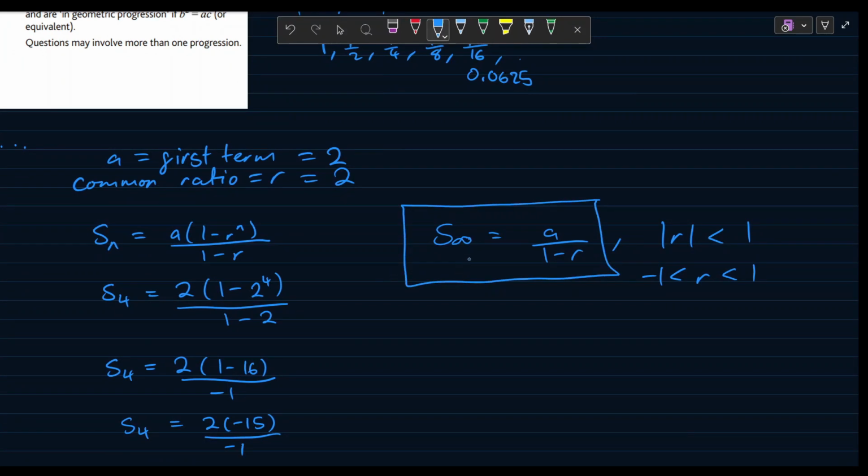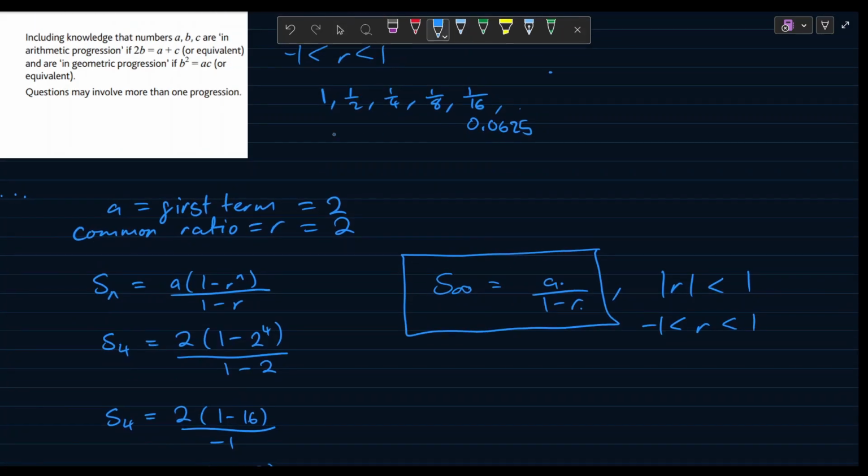It's very straightforward to use this formula. You just need to know what your first term is, and you need to know what r is. So in this example that I have above, we said a is 1 and our common ratio is 1 over 2. So the sum to infinity there would be 1 over 1 minus 1 over 2.